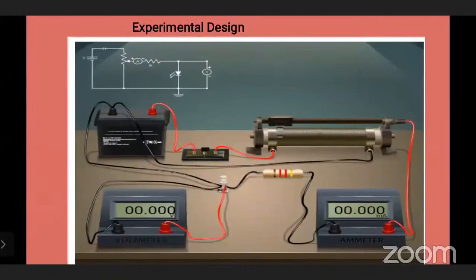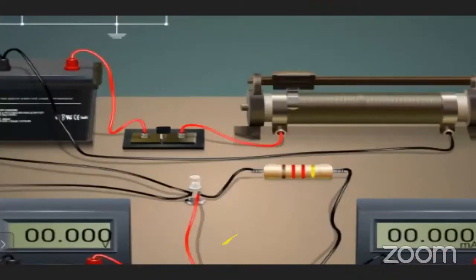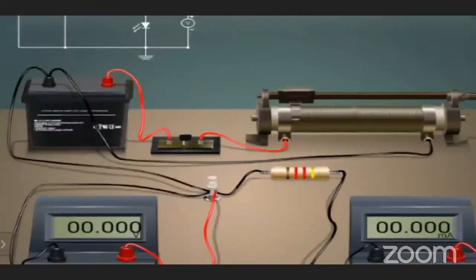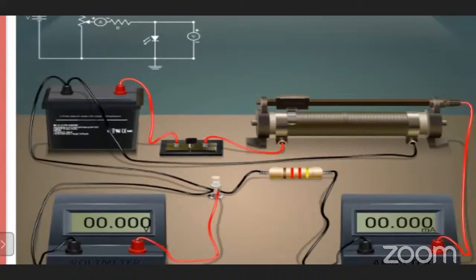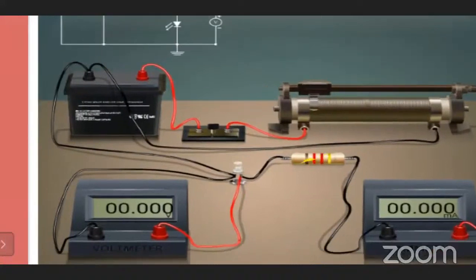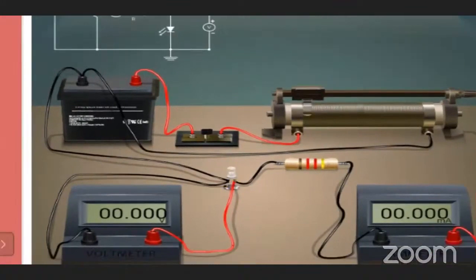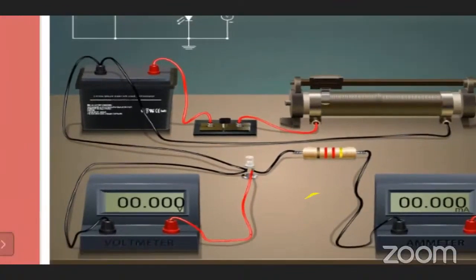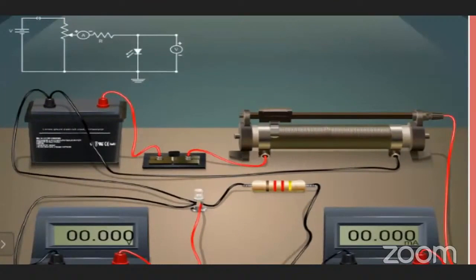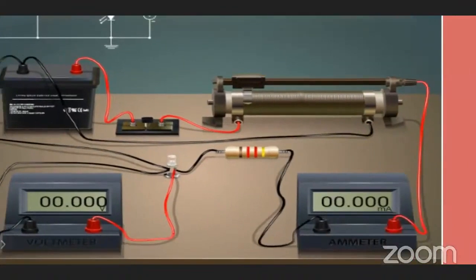As you see in the diagram, the circuit connections are: the positive end of the LED is connected to the positive terminal of the voltmeter, and the negative terminal of the LED is connected to the negative terminal of the voltmeter. The positive end of the LED is connected to one end of the resistor, and the other end of the resistor is connected to the negative terminal of the ammeter.